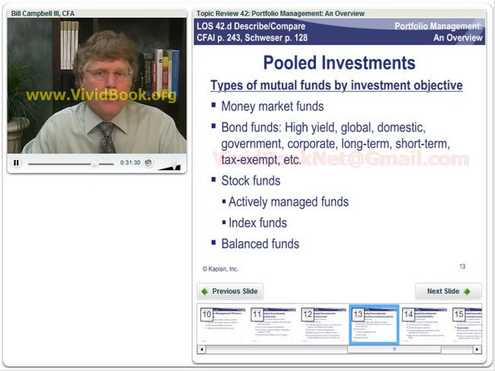Finally, we have balanced funds. These would be funds that invest in, let's say, some stocks and some bonds, or maybe other investments as well. Beyond these, you could have commodities funds, you could have real estate funds, you can have very specialized funds, you can have sector funds that only invest in financial stocks or only invest in healthcare stocks, and so on. So a great variety of investment objectives within mutual funds.